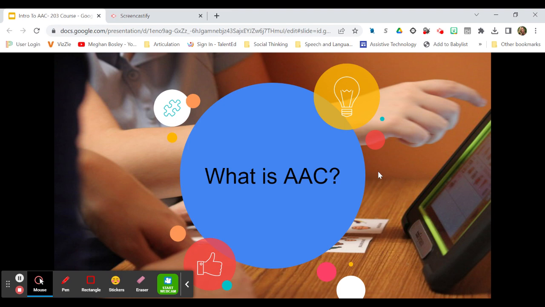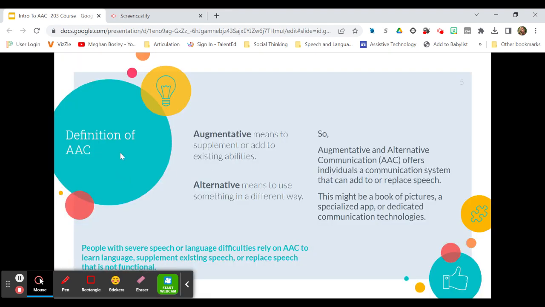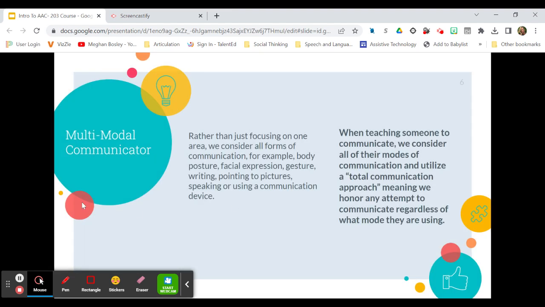So, what is AAC? The definition of AAC is augmentative, which means to supplement or add to existing abilities. Alternative means to use something in a different way. So basically, this means that people with severe speech and language difficulties rely on AAC to learn language, supplement existing speech, or replace speech that is not functional. So someone who is using AAC could be using it for their main mode of communication, or they could be using it to supplement.